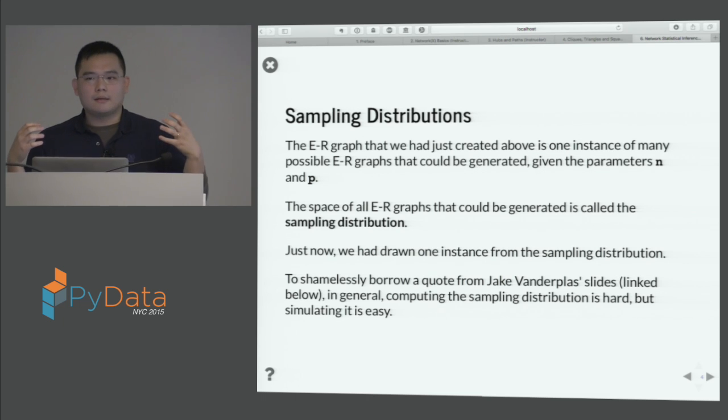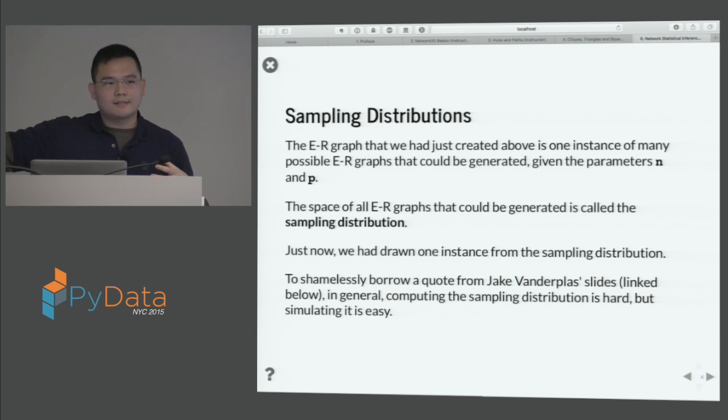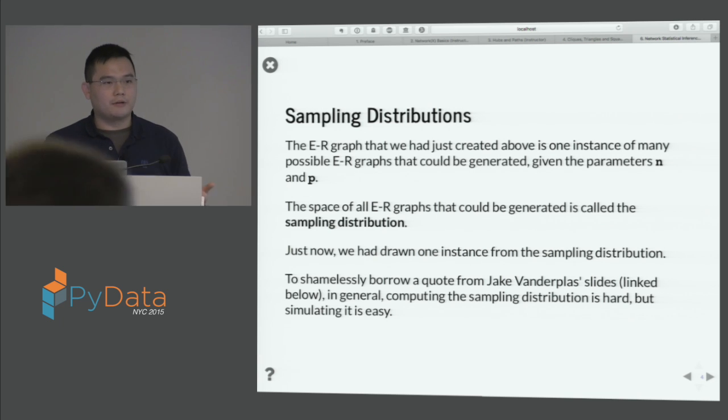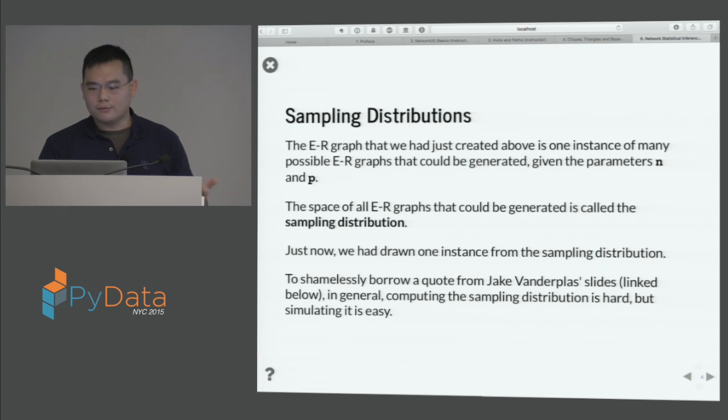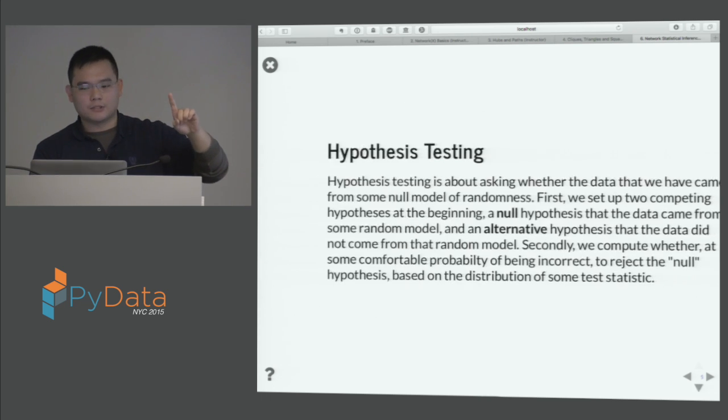So if you look at Jake Vanderplas's slides, which I'm referencing at the bottom, Statistics for Hackers, the sampling distribution is sometimes hard to analytically define, but it's usually easy to simulate if you have a generative model like this. So just now, the ER graph that you had drawn came from one instance of the sampling distribution.